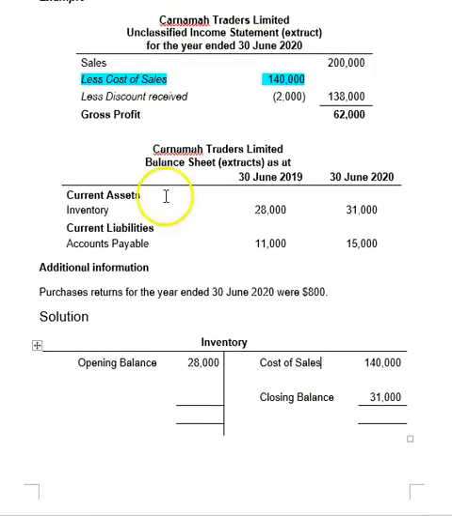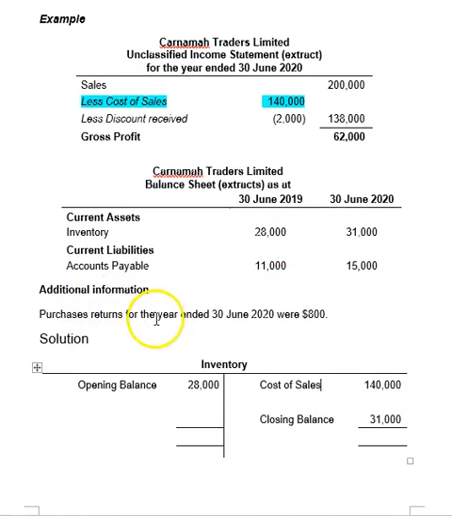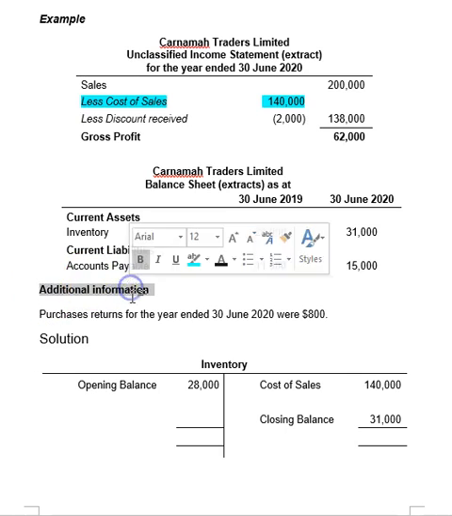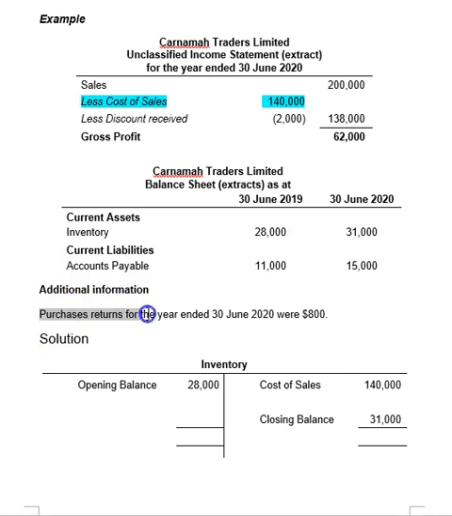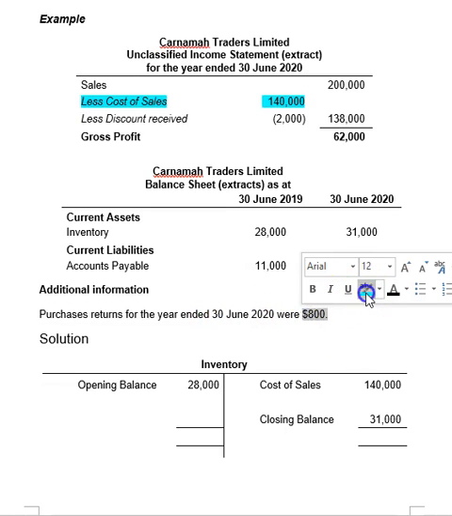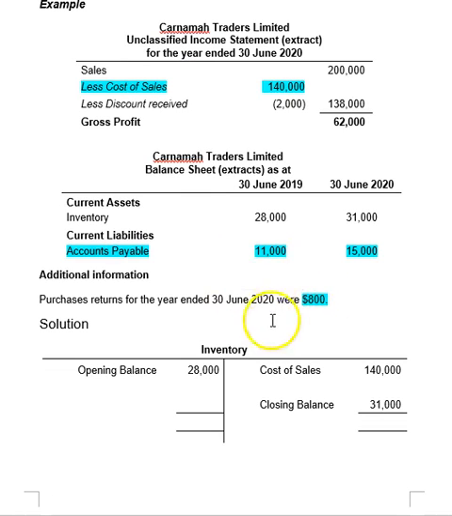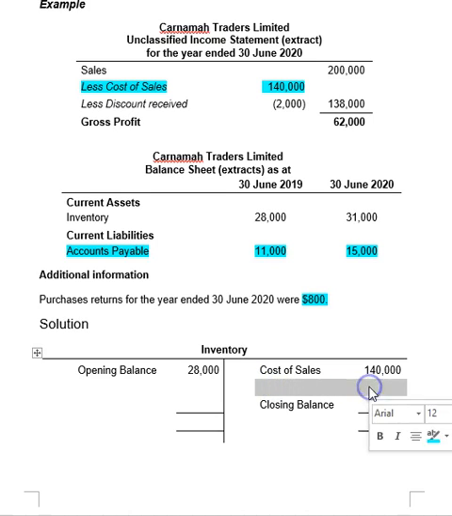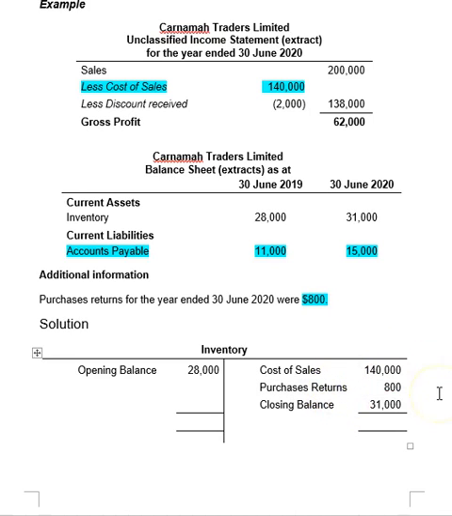Okay, so once we have finished doing this, we have to look at the additional information as well. In your additional information, it mentions that purchase return for the year ended 30th June 2020 is $800. So there is a purchase return. I need to record my purchase return on the credit side of the inventory account, because purchase return will reduce my inventory. When I return my inventory back to my supplier, my inventory becomes lesser. So purchase return has to be on the credit side of inventory.